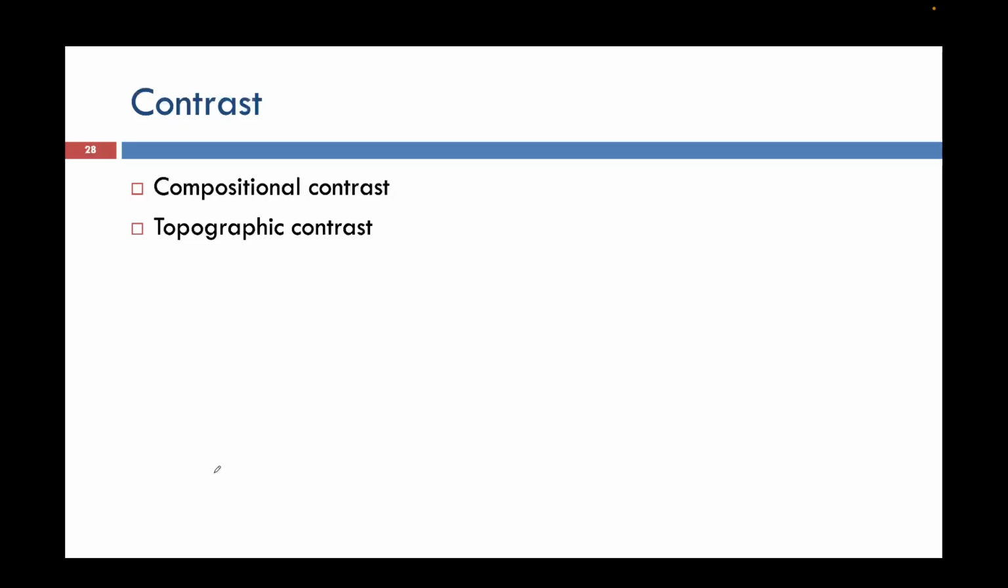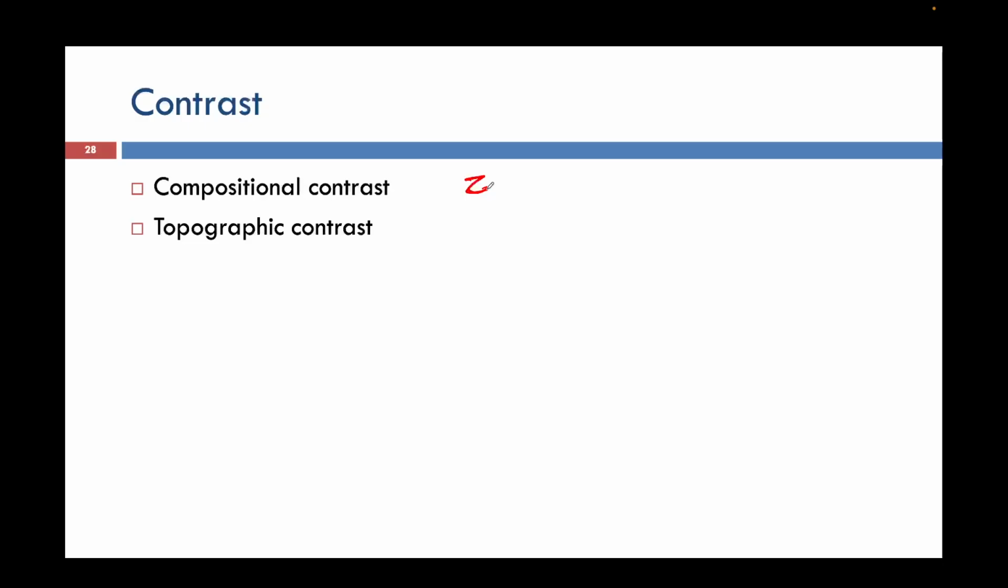Then contrast comes. We know that one is compositional contrast, another one is topographical contrast. The compositional contrast comes due to the difference in atomic number, and the topographical contrast generally comes from the shape, size, and the position of the sample as compared to the plane of optimum focus, right?